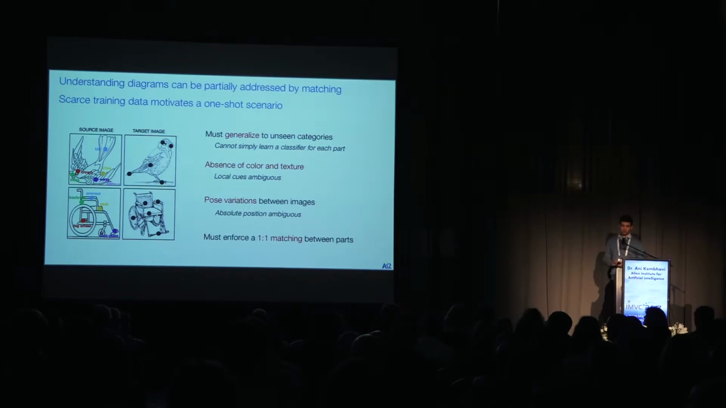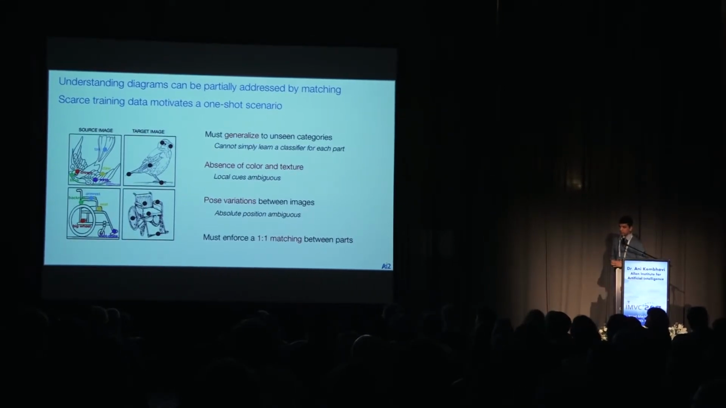And so why is this a challenging problem? Well, first of all, as I said, it's a one-shot scenario, and so you must generalize to unseen categories. Second of all, diagrams are quite interesting because they don't have any background clutter, so that's good, but they also don't have any color or texture, so that makes it hard for convolutional neural networks to work. This also makes local appearance cues extremely ambiguous. For example, you might have a point and you only have white space there, so there's no appearance information at all. And so you want to be able to grow your region so that you can get some context from surrounding regions. Thirdly, there's pose variations, so absolute positions of these pixels may or may not be useful. And fourth of all, you want to enforce a one-to-one matching.